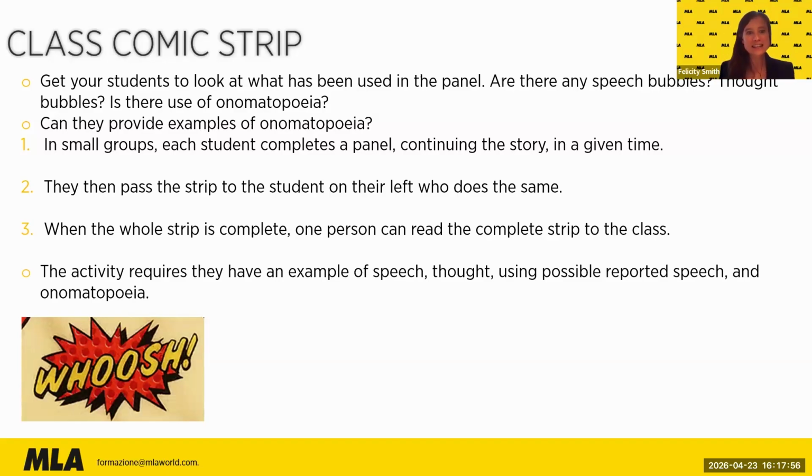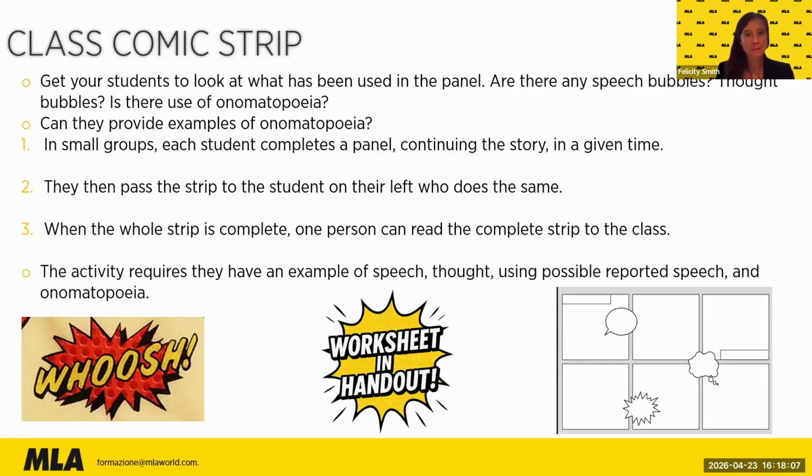So the activity requires that they have an example of speech, thought, using possible reported speech as well, so we can incorporate some grammar into here, and also onomatopoeia as well. Yeah, so we've got some of these blank things in the handout, but they're very easy to make, obviously, just by drawing some blank squares, some speech bubbles, things like that. I mean, the students could even create them for each other as well. It should be really fun.